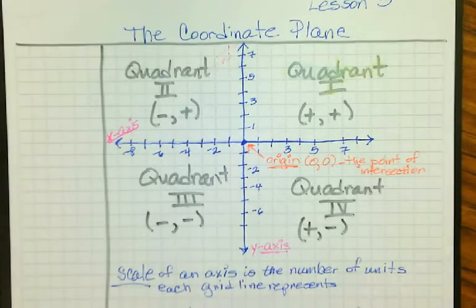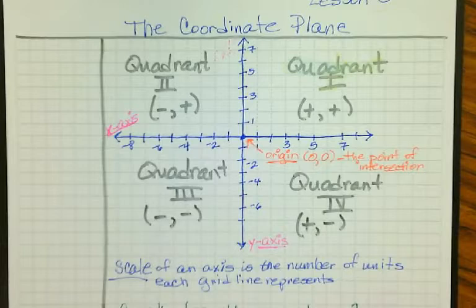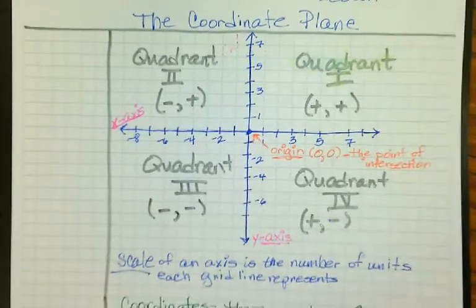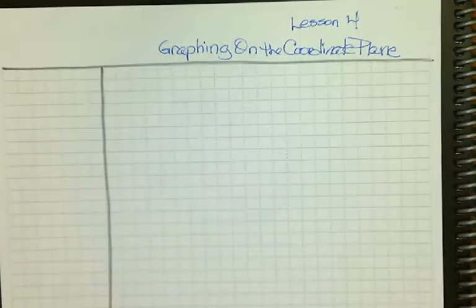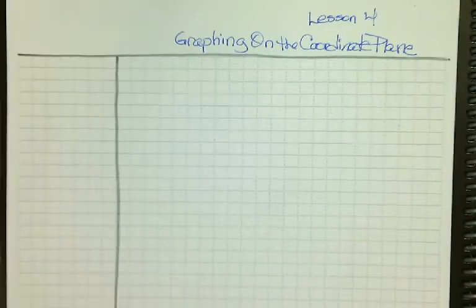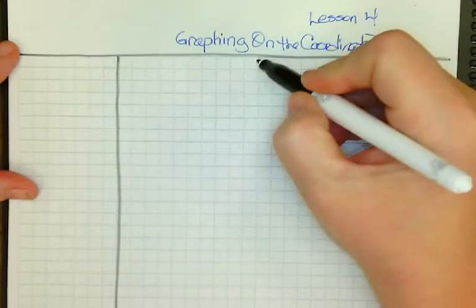So that is the basics of the coordinate plane. All right, now we're going to move on and do lesson 4. So you're going to flip the page, get a different new page, and we're going to have lesson 4, graphing on the coordinate plane. Okay, so we're going to draw our coordinate plane here.